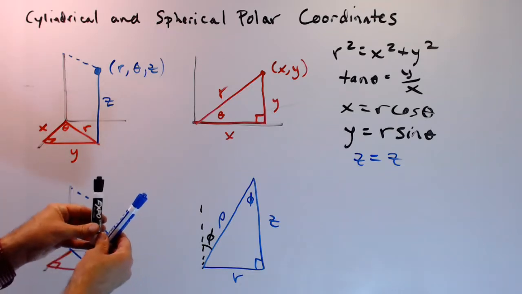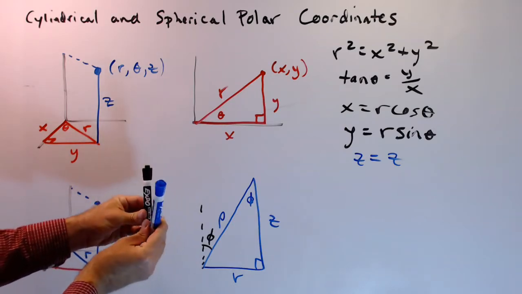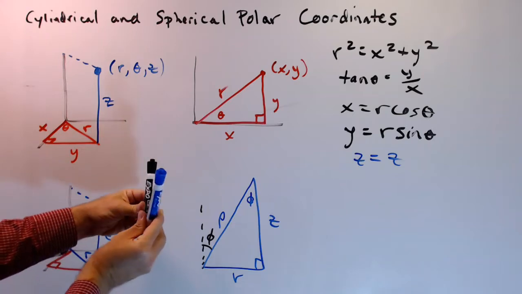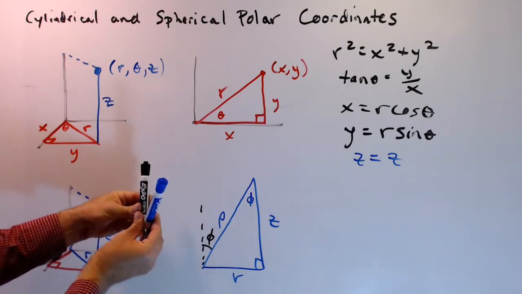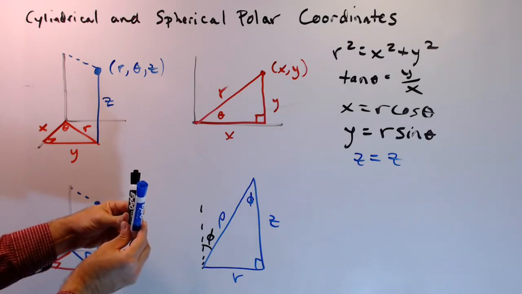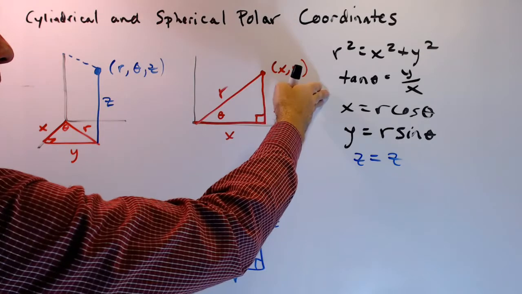Now, at other angles, it's a little hard to visualize. Imagine if phi is about 45 degrees. If you rotate around to different theta values, all of the possible points that have the same phi value will make a cone shape. Once we've got our triangle set up, we can do exactly what we did up here.